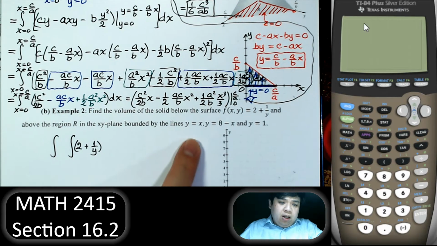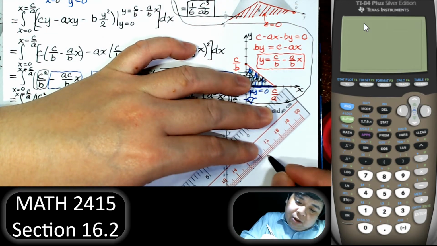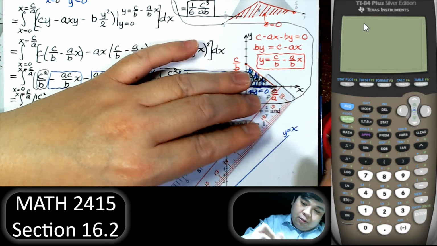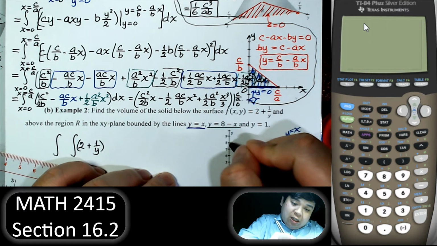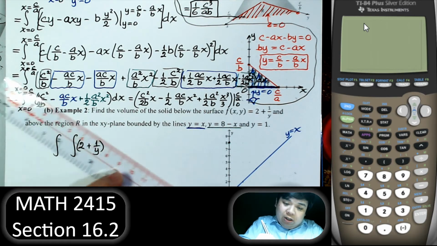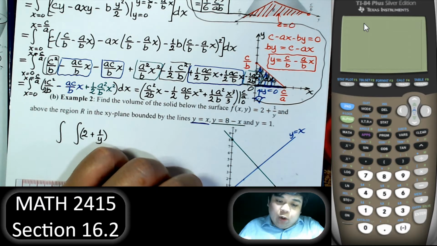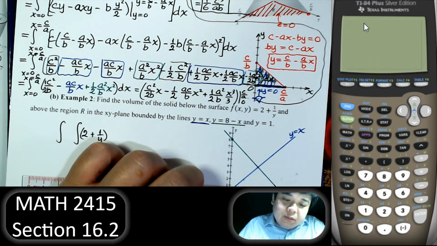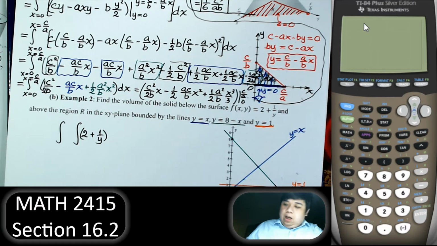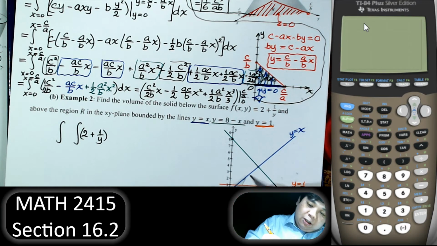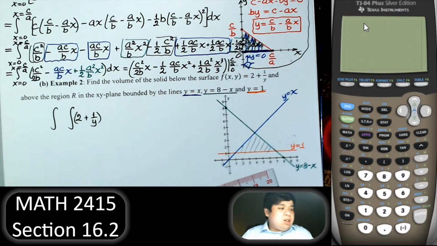Let's just graph. Line y equal to x. The line y equal to 8 minus x, meaning when x equal to 0, y equal to 8, and when x equal to 8, y equal to 0. And y equal to 1. So the intersection of this, of course, is the triangle here. So the question is, should we set up dx dy or dy dx? So let's look at it, it's just a matter of perspective.